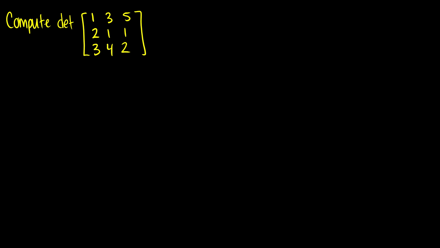Let's compute the determinant of the matrix 1, 3, 5, 2, 1, 1, 3, 4, 2. I'm going to do this very formally and label everything. What's the formula for the determinant? The determinant of A is going to equal A11 times the determinant of capital A11, minus A12 times the determinant of capital A12, plus A13 times the determinant of A13.